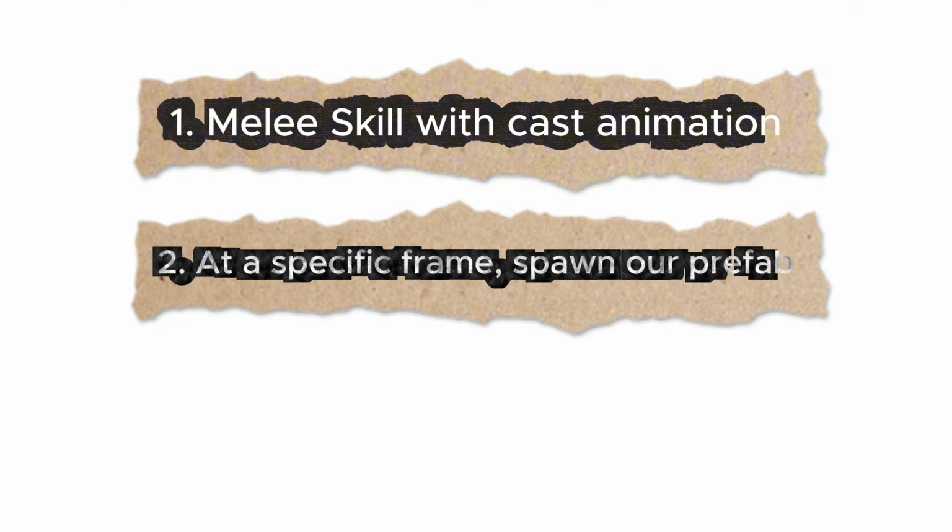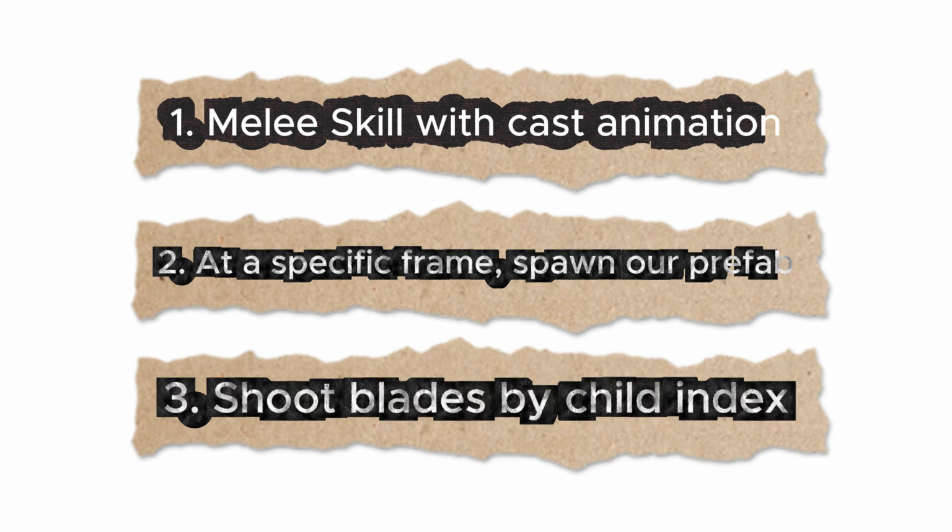So here's what we'll make. A melee skill that plays a cast animation. At a specific frame, spawn our prefab. When an enemy is inside range, it triggers the blades to shoot based on child index. So let's start with the melee skill.